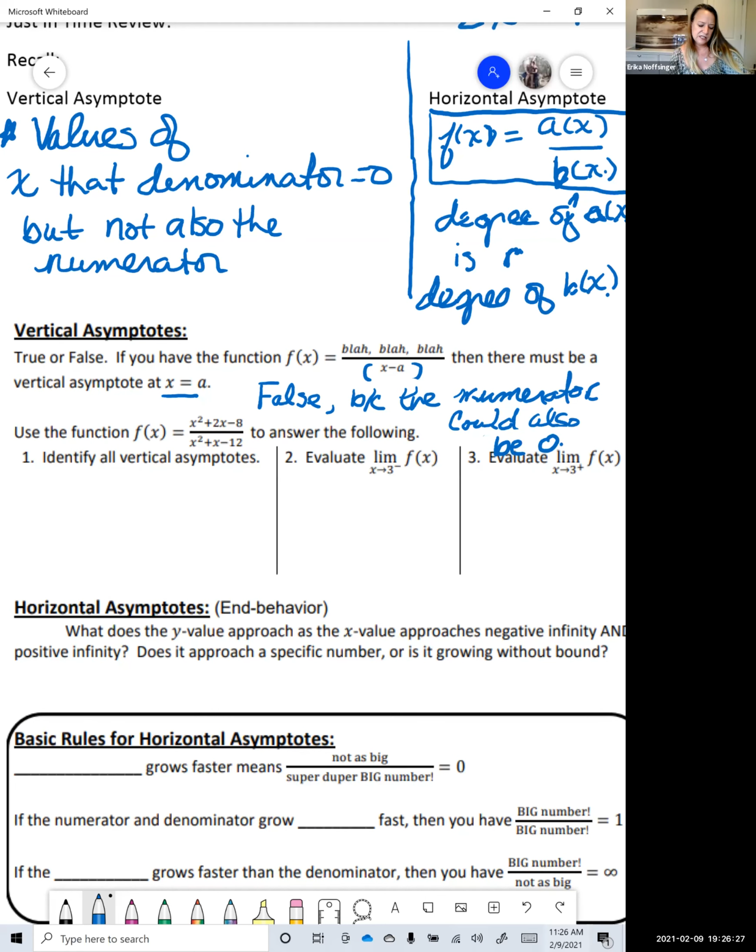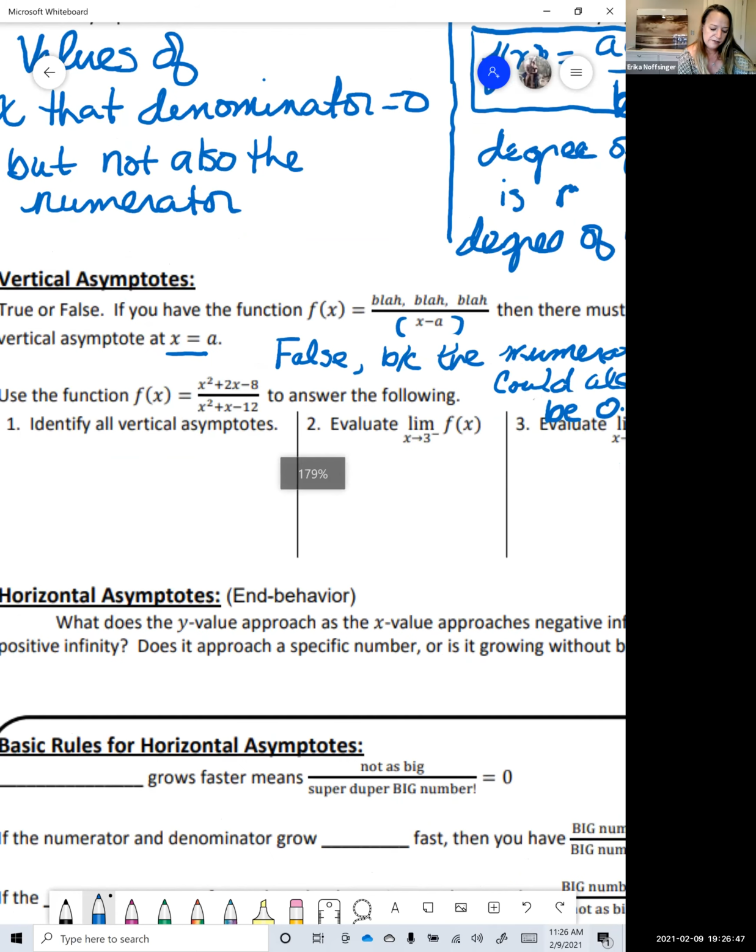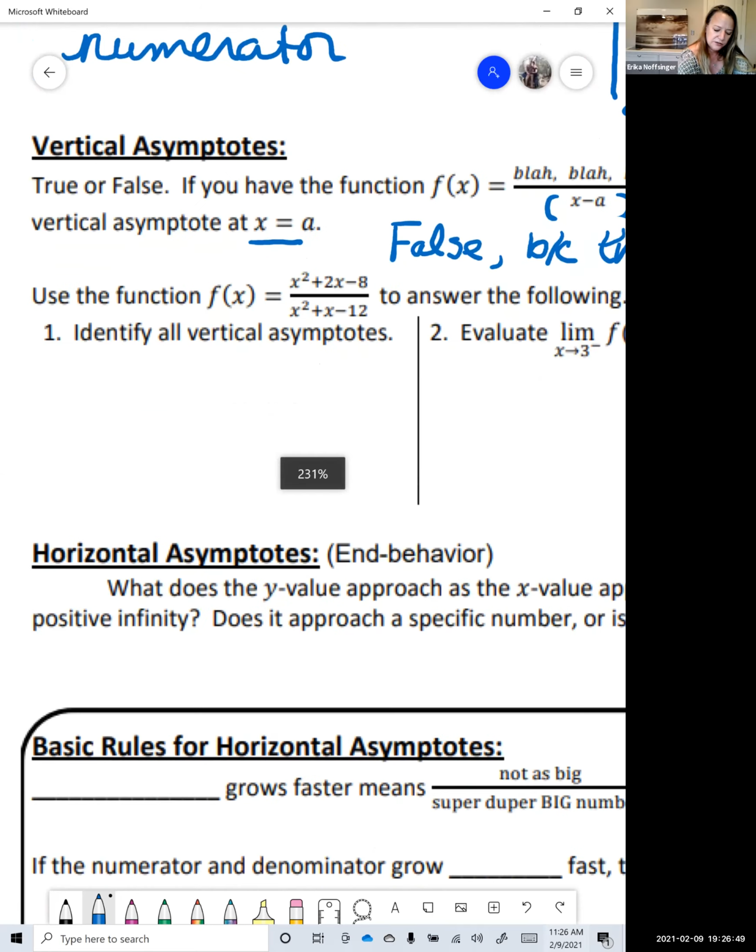Okay, so next example. Use the function f of x equals x squared plus 2x minus 8 all over the quantity x squared plus x minus 12 to answer the following questions. Identify all the vertical asymptotes. When I'm identifying vertical asymptotes, it's only going to occur if I have a rational function, so a quotient here.